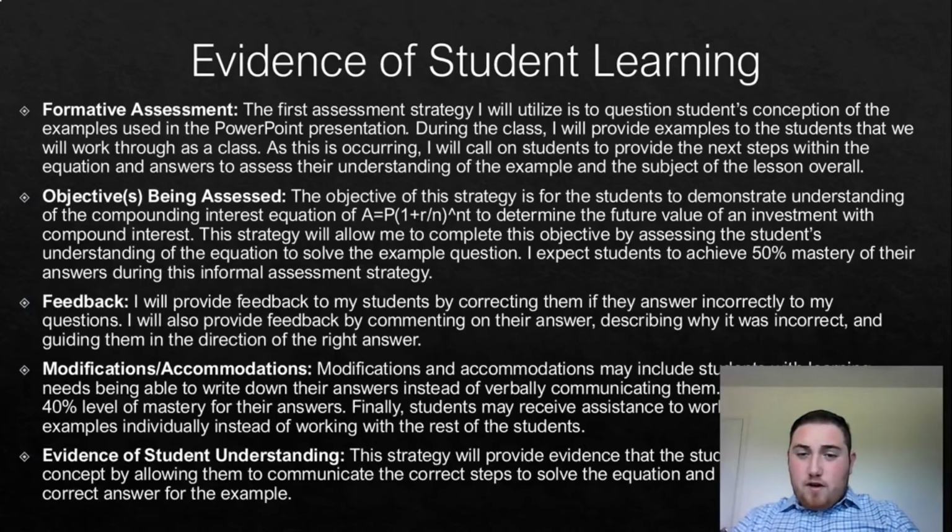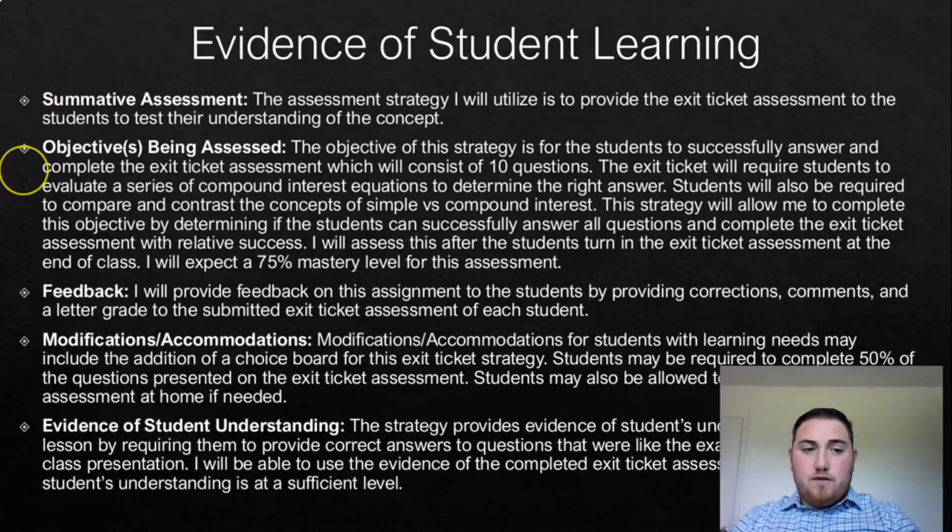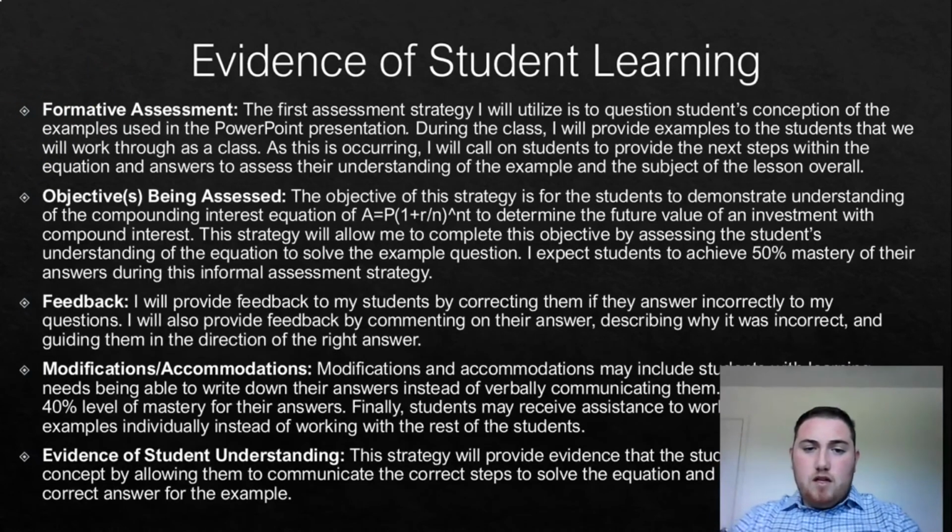I would provide feedback by correcting them if they answered incorrectly, giving them feedback to support the correct answer, and then leading them to that correct answer. The modifications and accommodations that I used would be for students to write down their answers instead of verbally communicating them, and also requiring students to achieve a 40% mastery. Evidence of student understanding would be to give me the correct answers in order to solve the examples.